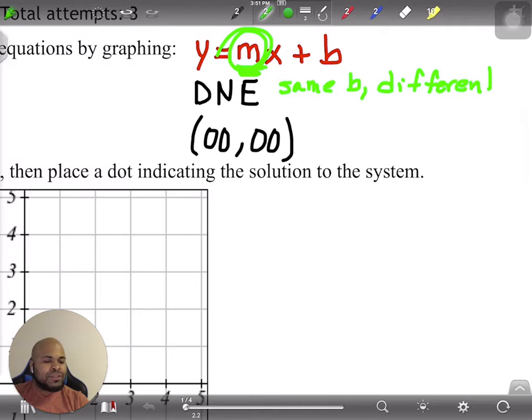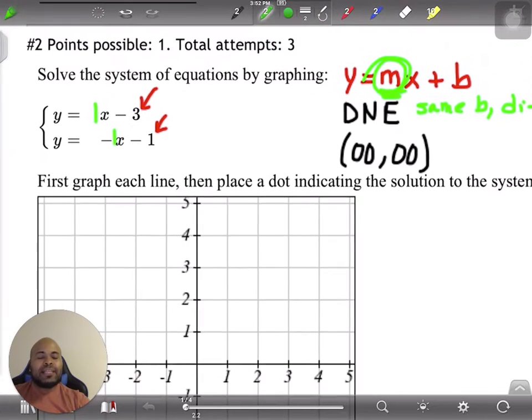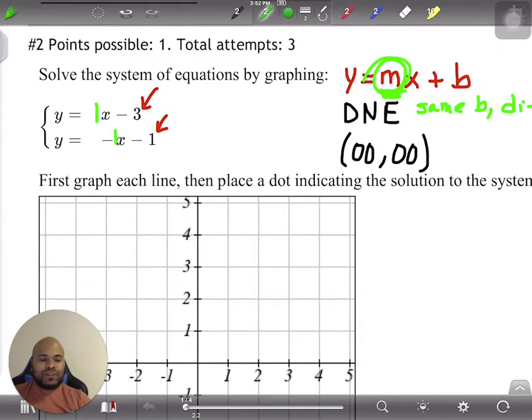In your answer in Canvas, you're going to write down D and E, which means does not exist. There's no solution. They never intersect. Okay? Now, what happens when you get the same slope? Again, we're assuming that both equations have positive ones, these numbers were the same. The first one is -3 and the second one is -3.